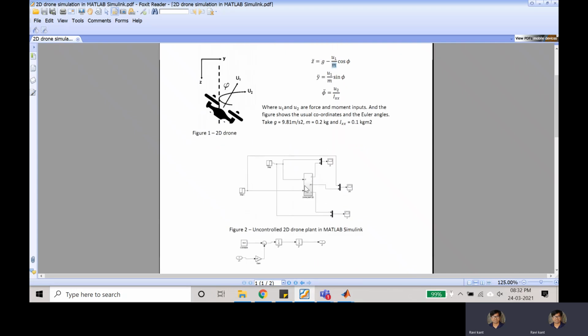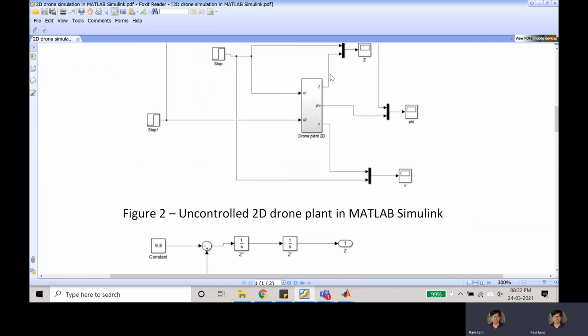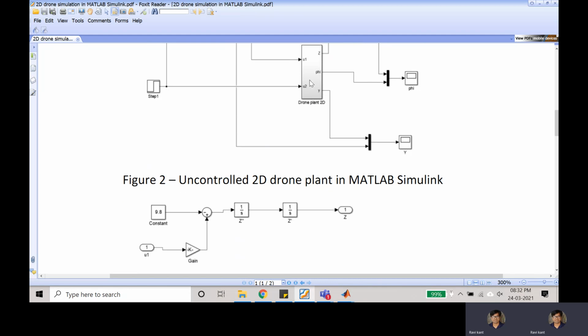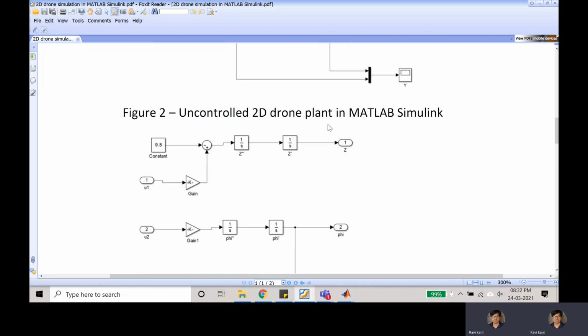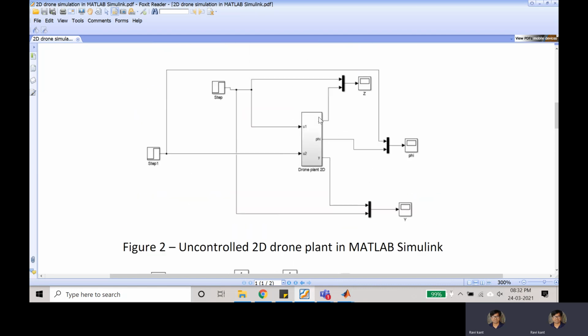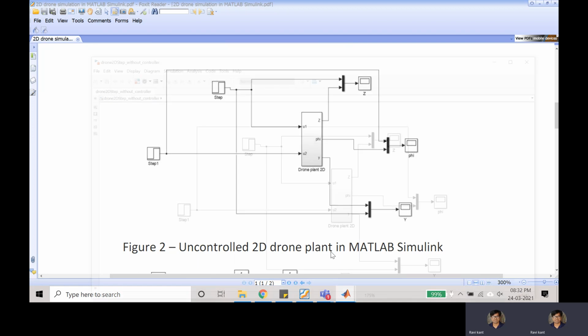So this should look something like this. This is a single block that takes u1 and u2 as inputs and gives z, phi and y as outputs. So this whole block is clubbed into one subsystem, and this one single plant has been made. Once this has been created, I'm going to put a step function on u1 and u2, and we can see the dynamics of z, phi, and y simultaneously. Okay, we can do that right now.